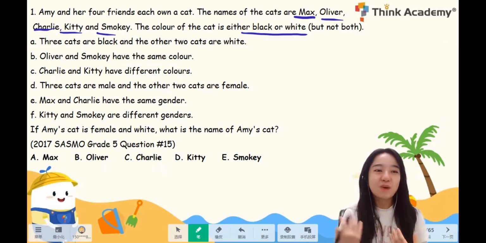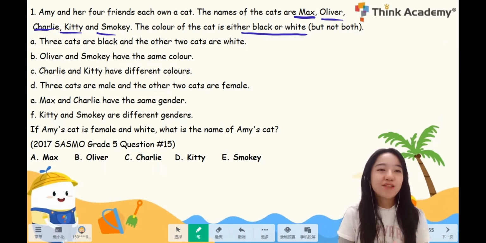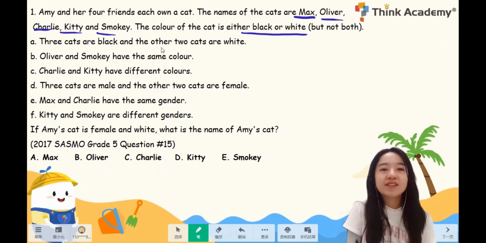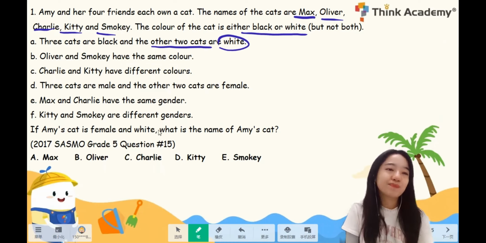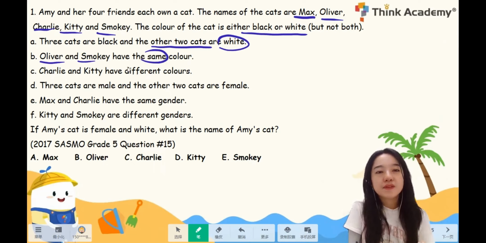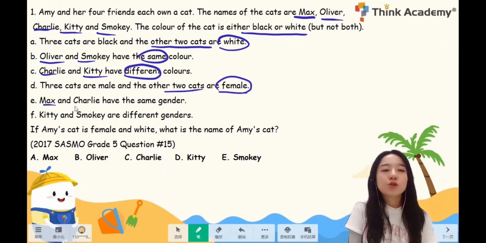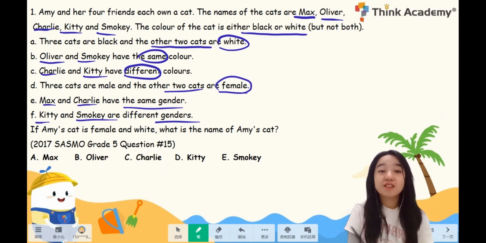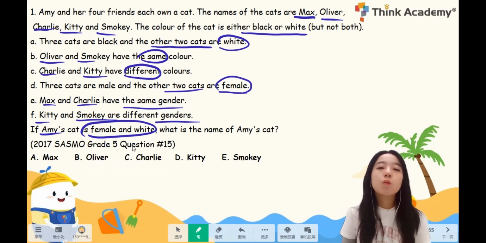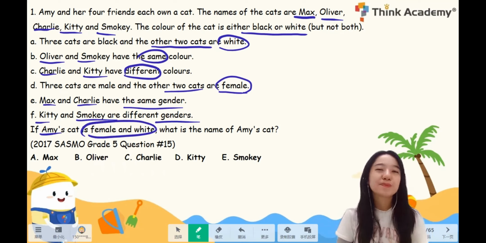Now let's see all the 6 conditions. 3 cats are black and the other 2 cats are white. Oliver and Smokey have the same color. Charlie and Kitty have different colors. 3 cats are male and the other 2 are female. Max and Charlie have the same gender, while Kitty and Smokey are different genders. If Amy's cat is female and white, what is the name of Amy's cat?